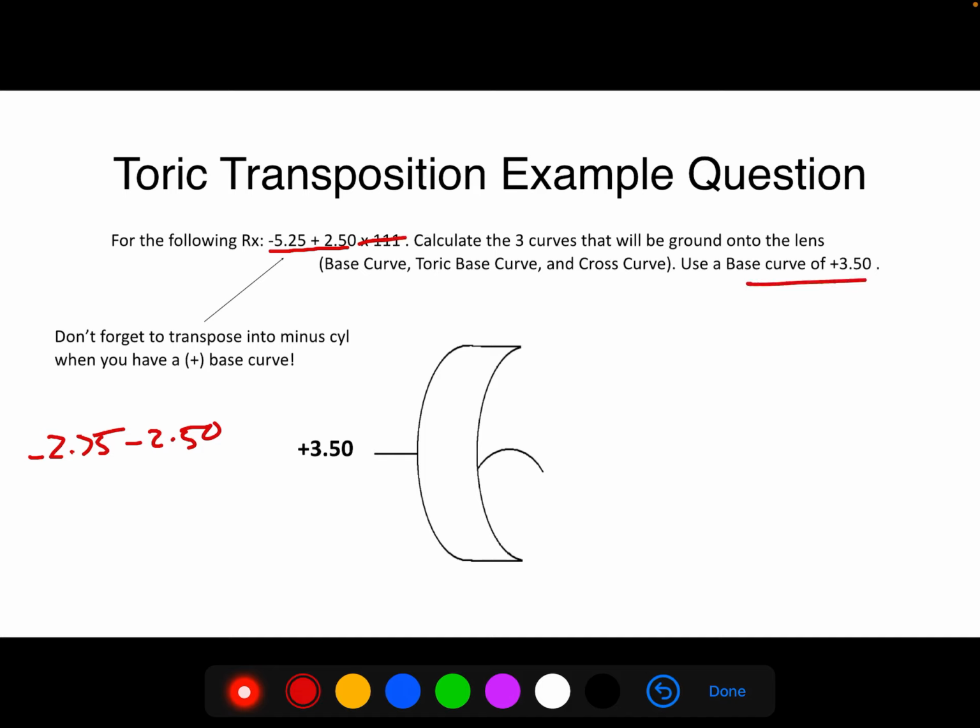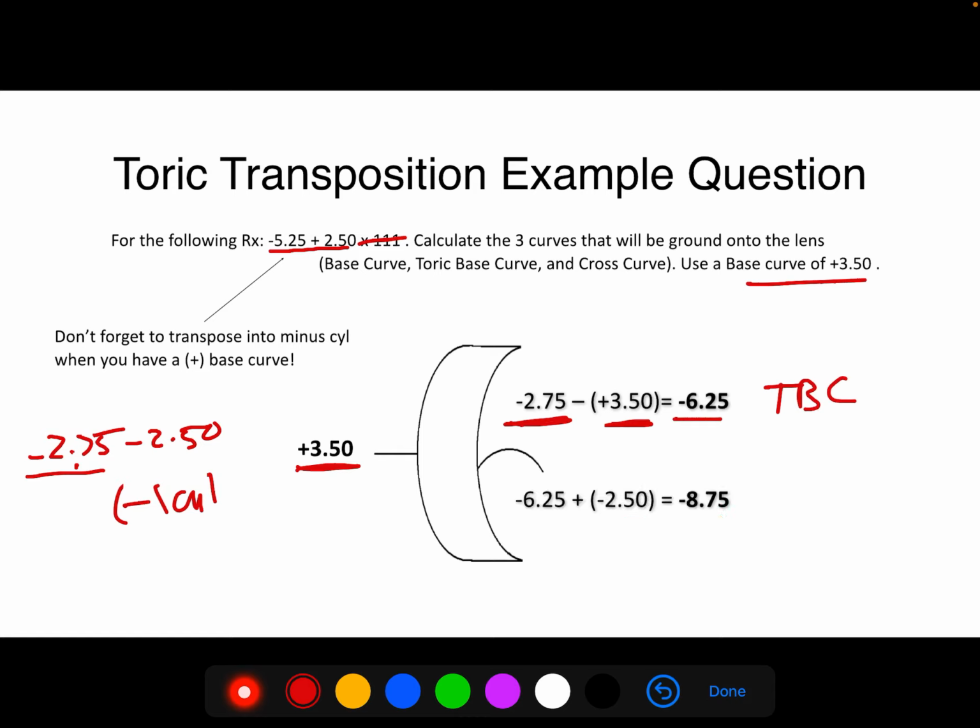So again, this question is specifying the base curve of 3.50, and we flat transpose to have our prescription in minus cylinder. And we're going to go ahead and plug in our variables. So our sphere power in minus cylinder is the -2.75. Subtract our base curve that was given in the question, and we now have a toric base curve of -6 1/4. Then we simply add in the cylinder from the question, again the minus cylinder. So the -6 1/4 plus the -2.5 gives us a cross curve of -8.75.